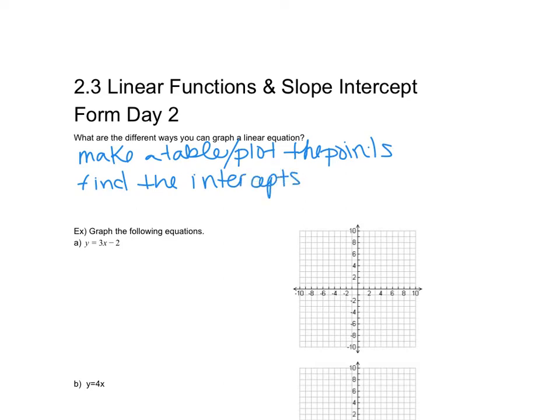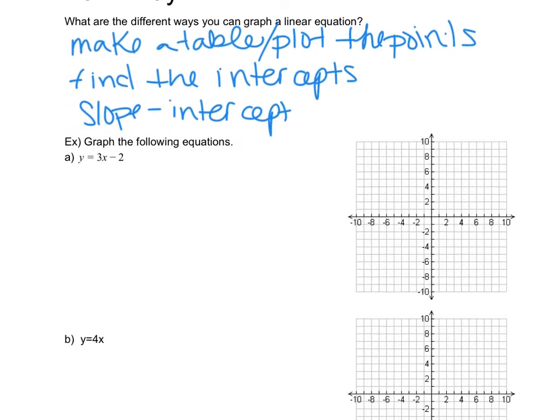And then the one we're going to do today is slope-intercept form, my personal favorite. So these first few problems are already in slope-intercept. So we have y equals 3x minus 2. So remember the slope is the 3, the number in front of your x, and your y-intercept on this one would be negative 2.